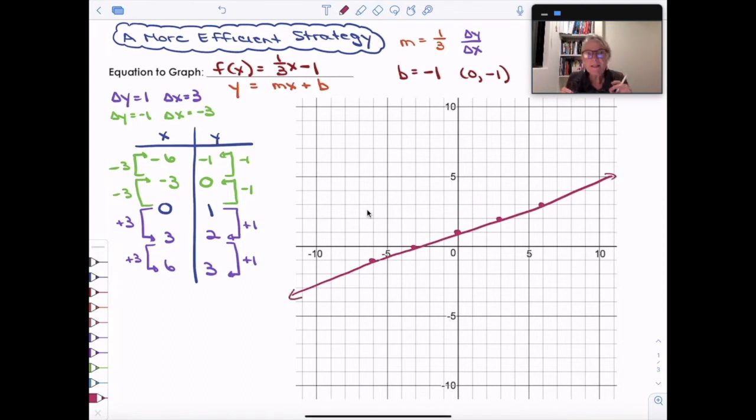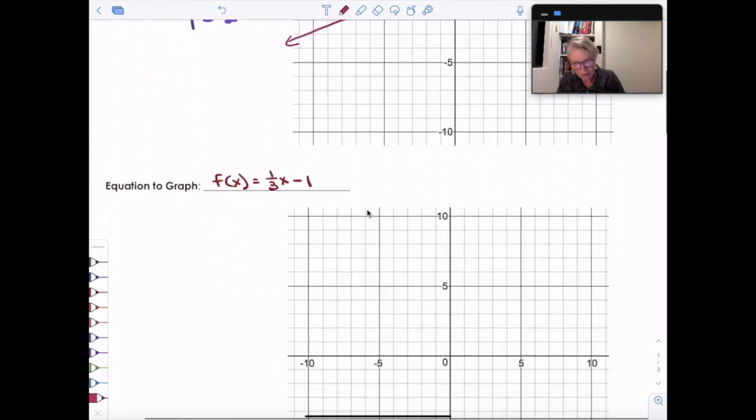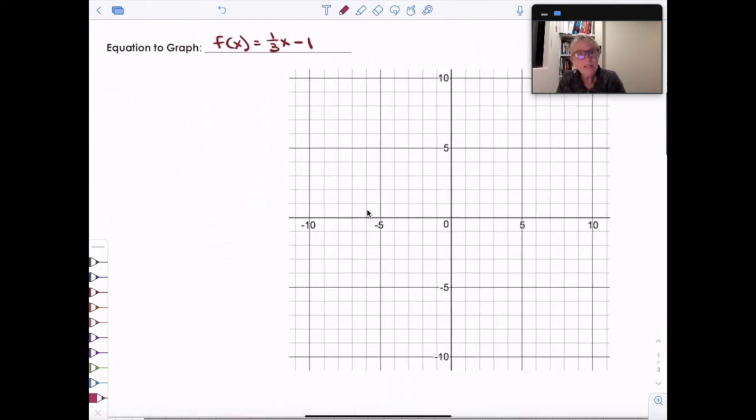Okay, let's take this one more step more efficiently. Could we do it without having a table of values? I recommend totally use your table of values till you feel comfortable with it. But then the next step, to be the most efficient, I'm going to scroll down and we're going to do it one more time. We're going to first again decode it.